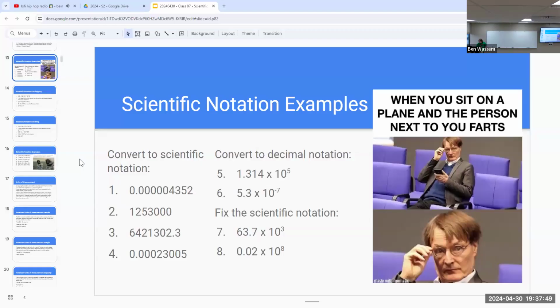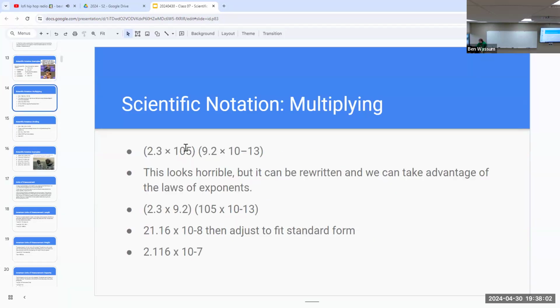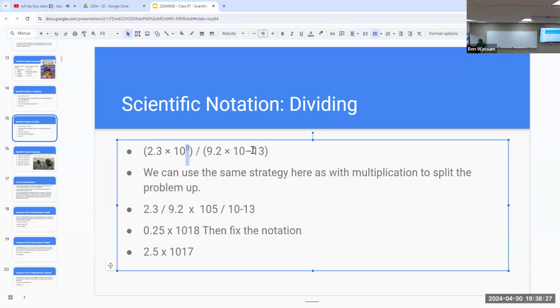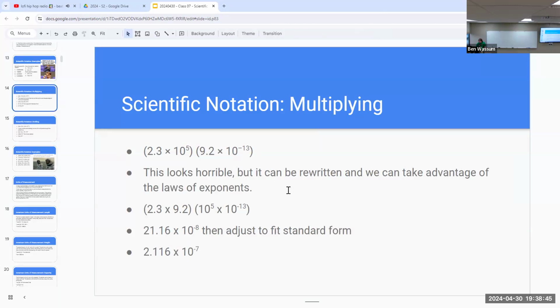So, we have converted to scientific notation, we have converted from scientific notation, and we have taken broken notation and fixed it. Now, let's multiply them together. Oh man, YouTube formatting. I fixed everything. Gonna fix both of the digits and go. Okay, now it's not broken. Okay.